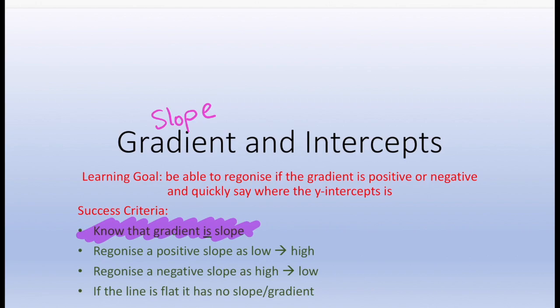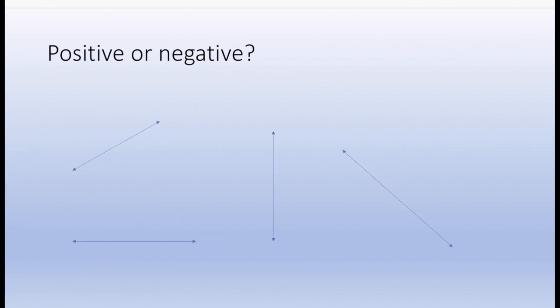Okay, let's look at the learning goal. Be able to recognize if the slope gradient is positive or negative, and quickly say where the y-intercept is. So we're going to look at that and see how we go. Success criteria, we looked at the first one. Recognize that positive slope goes from low to high, negative slope goes from high to low, and if the line is flat, there is no slope, so the gradient is 0. Okay, so you must write that in as well.